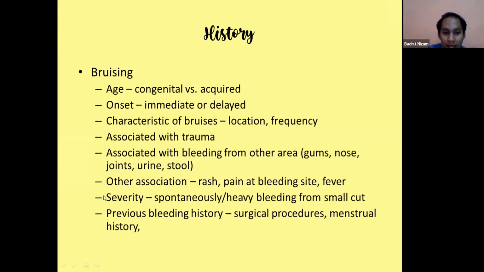in hemophilia. Then we need to ask about the severity, whether the bruising occurs spontaneously or from just a small cut, and we need to ask further about previous bleeding history, such as bleeding associated with simple surgical procedures such as dental work or post-circumcision, which could indicate a pathology either in the platelet or coagulation pathway. And in a female child, we need to ask about the menstrual history, such as any excessive heavy menstrual bleeding or bleeding in between the menstrual cycles.